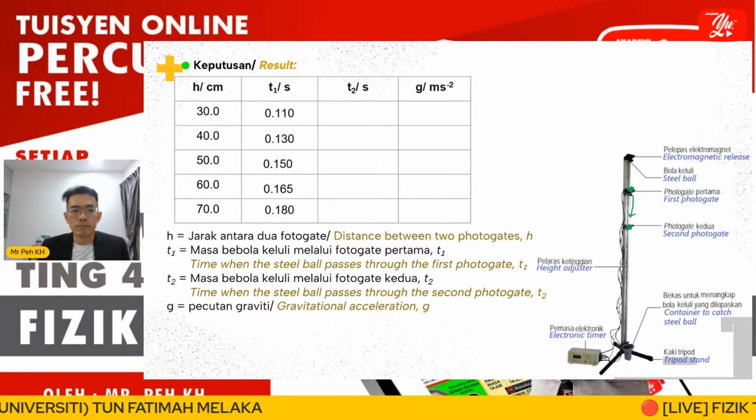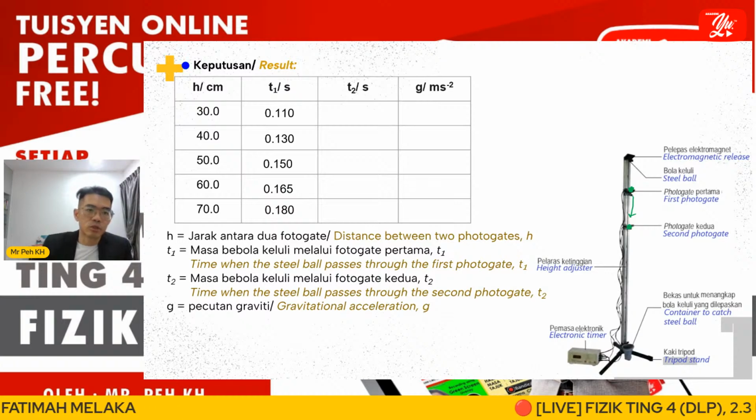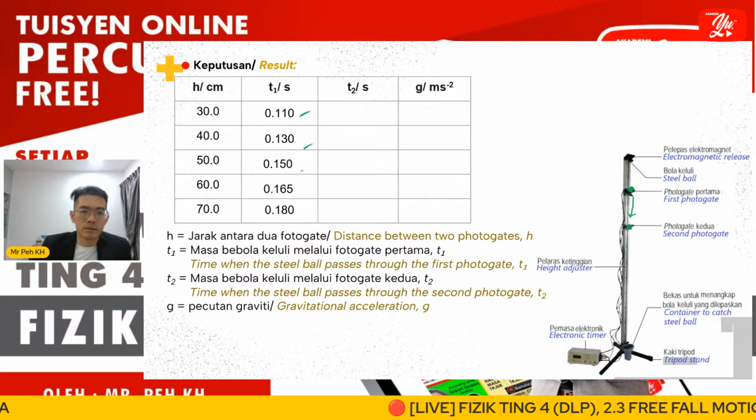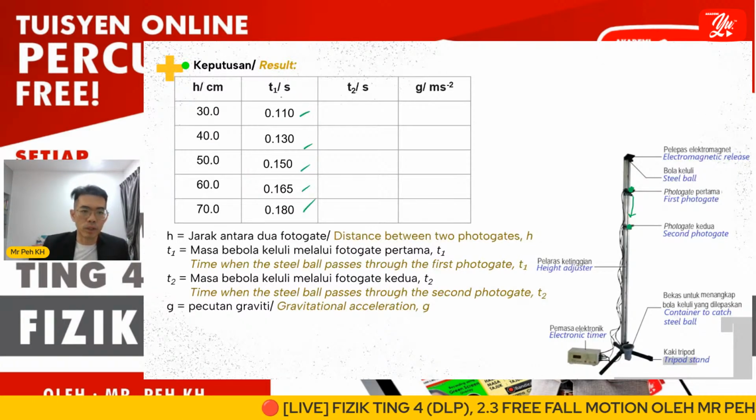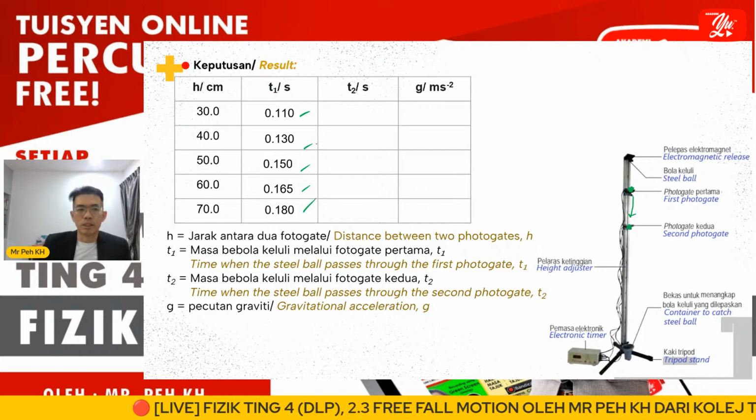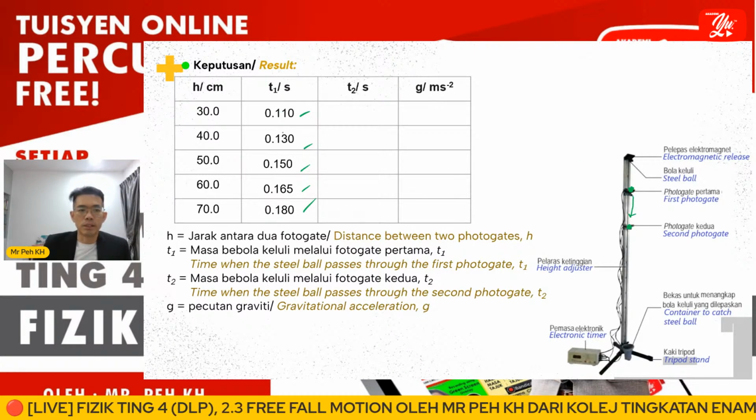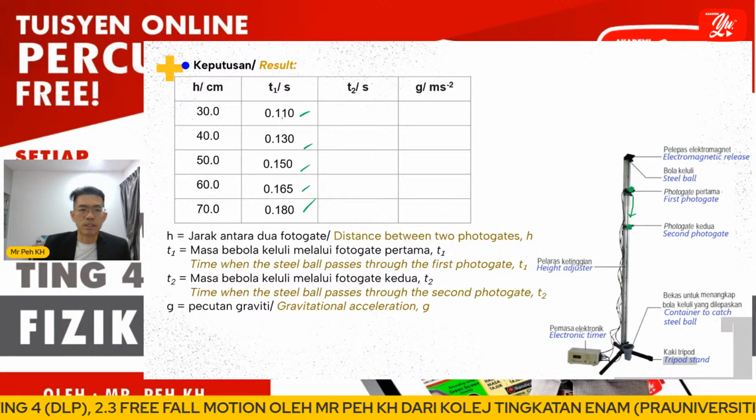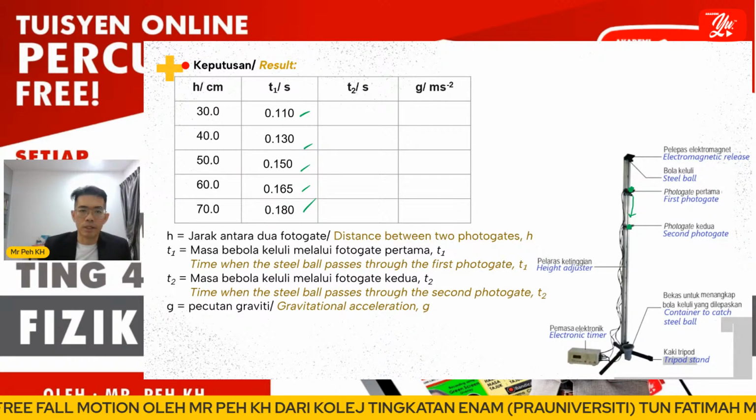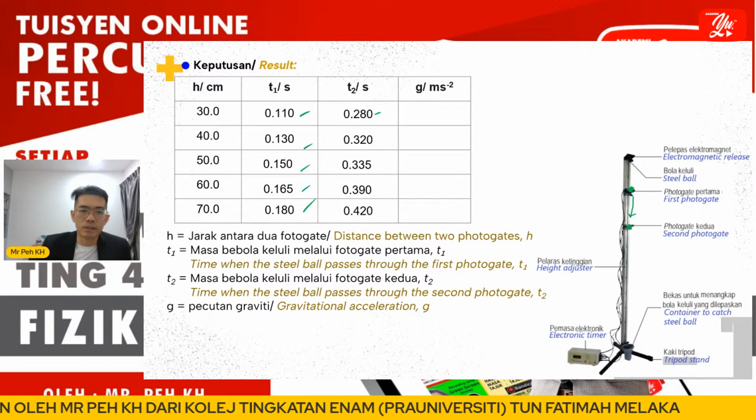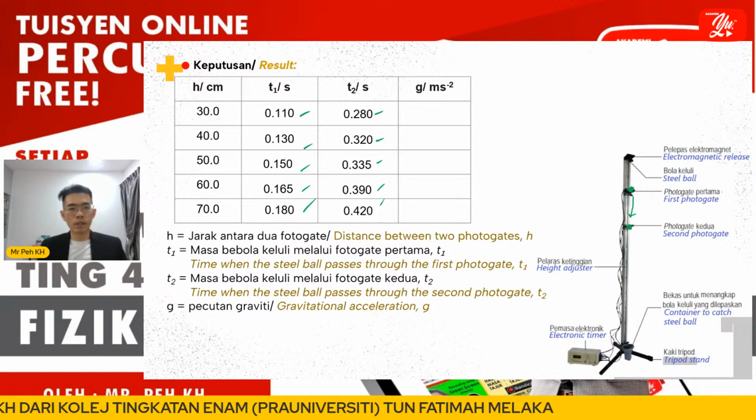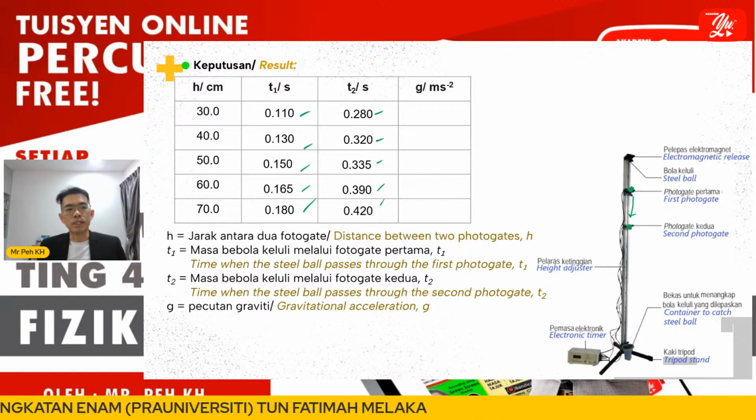Okay, so here, this is a reference answer, where I got it through the experiment. You can see the T1, the time taken, will be given here. Okay, then T2 will be here. So that means the T1 and T2 will be your primary reading.